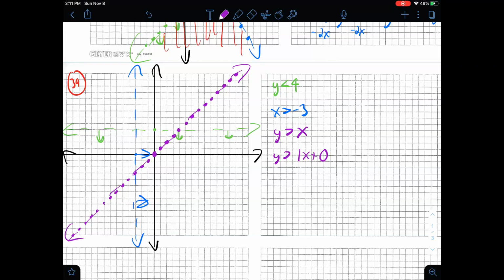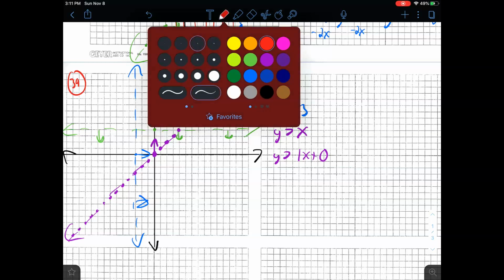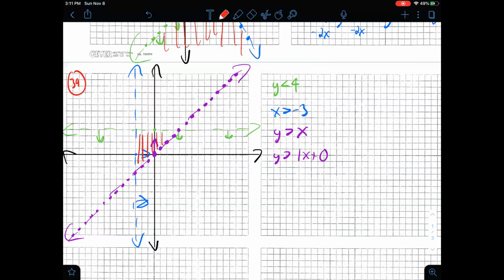So we need to go below the green line, above and to the right of the blue line, and above the purple line. So it's going to be this shaded section right here, right in the middle. I'm going to shade it in a little bit.